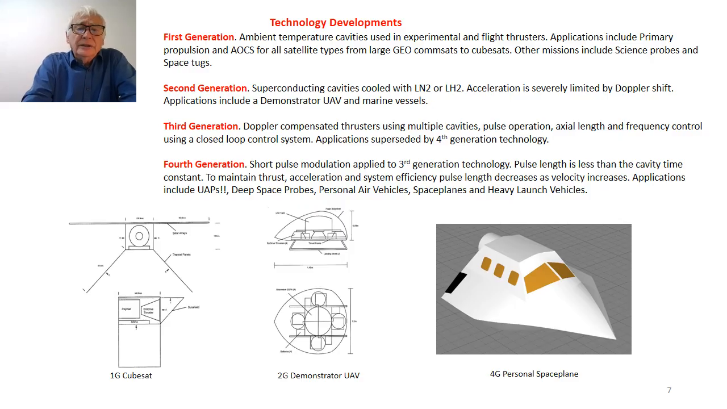However, to maintain the thrust, acceleration and system efficiencies, the pulse length itself has to decrease as the velocity increases. Okay, so the applications here are many and varied. They include the infamous UAPs, but cover deep space probes, personal air vehicles, space planes and heavy launch vehicles. And you can see an illustration of a fourth generation personal space plane in the slide.